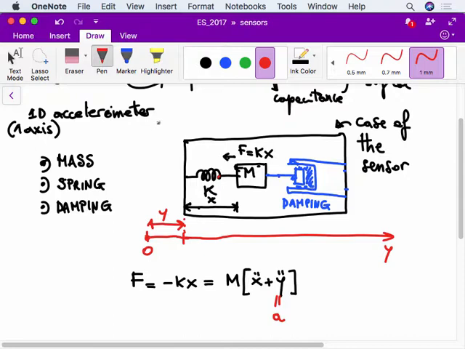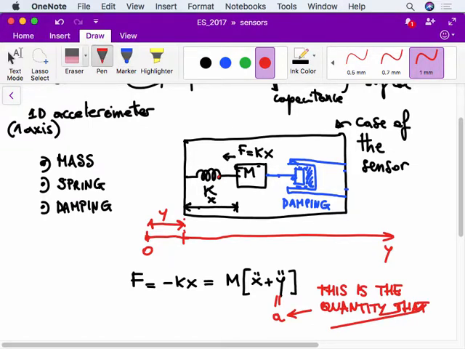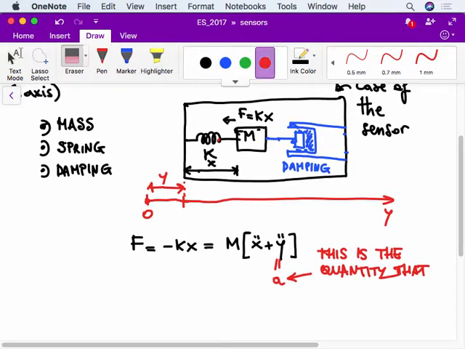So this is the quantity that we want to measure.